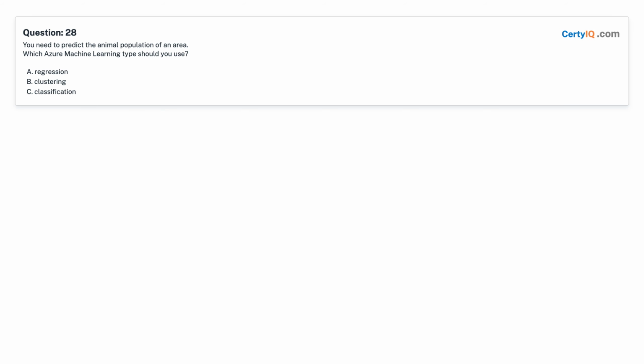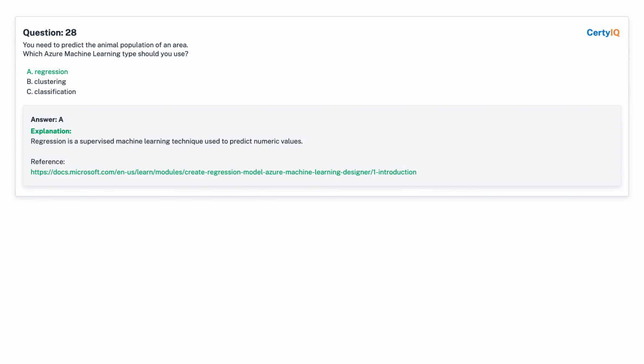Question 28. You need to predict the animal population of an area. Which Azure machine learning type should you use? A. Regression. B. Clustering. C. Classification. Answer is A.